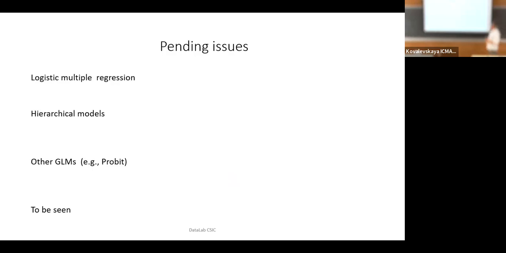Some pending issues are left, because we need stronger tools. That's the idea. What we just did with one explanatory variable, logistic multiple regression, we'll be able to do a bit later. As I said, the quick and dirty approach would explode in hierarchical models. Again, we could have various experiments that can be related somehow in a hierarchical manner. And other GLMs: for example, we described logistic, but we could do probit or others. Logistic is of more interest to biosciences, probit of more interest to economists, etc. And we'll see tools to be seen.